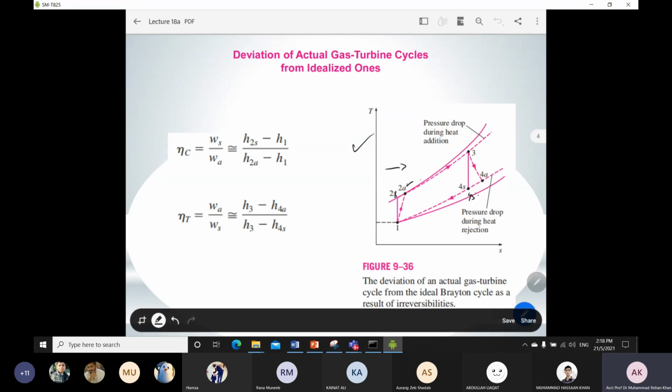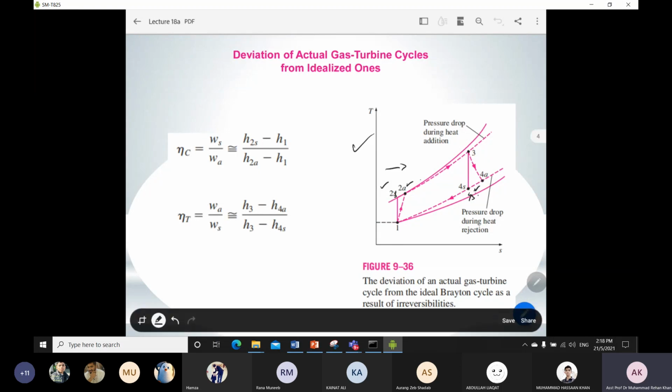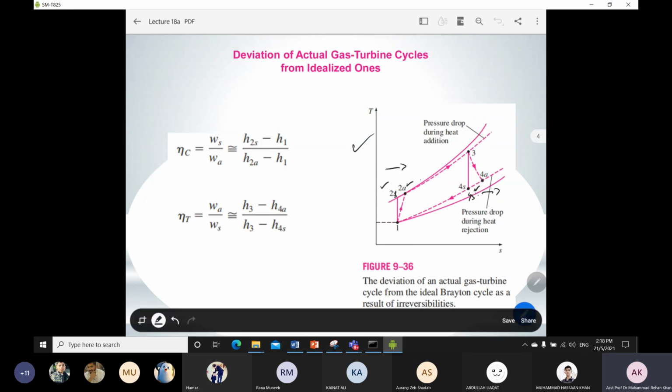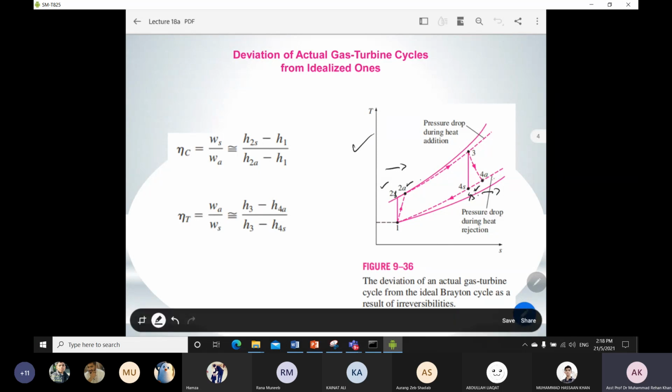And the similar thing will be only towards the exit of your compressor and the exit of your turbine, because the increase in entropy will be seen at the exit point, not at the inlet point. Then from point number 3 to 4a, it is the actual process. So 4a also results from the shift of 4s towards the increase in entropy.